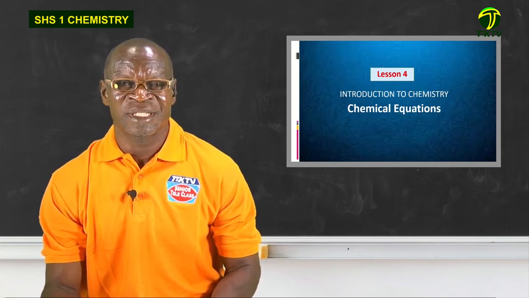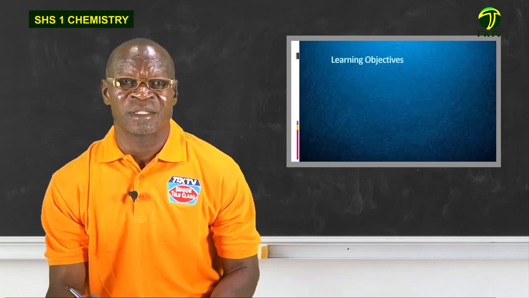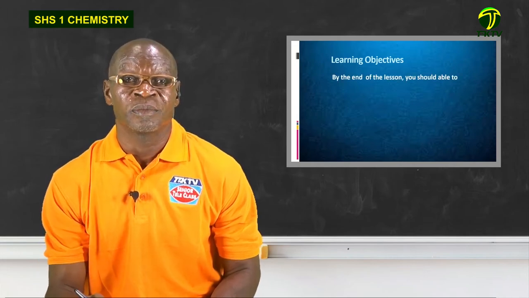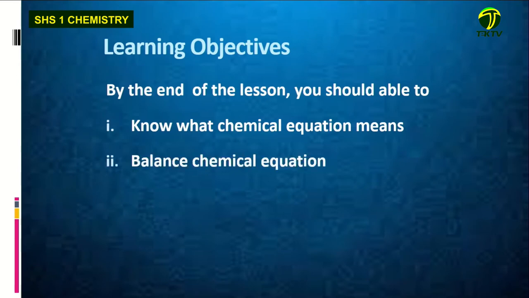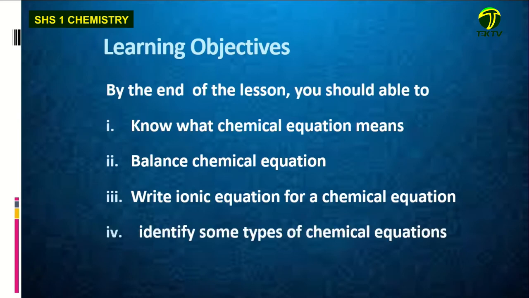We are going to discuss chemical equations today. By the end of the lesson, I expect that you should be able to say what is meant by chemical equation. Secondly, you will know how to balance chemical equations. And thirdly, you'll be able to write ionic equations for chemical equations. And lastly, you identify some types of chemical reactions.